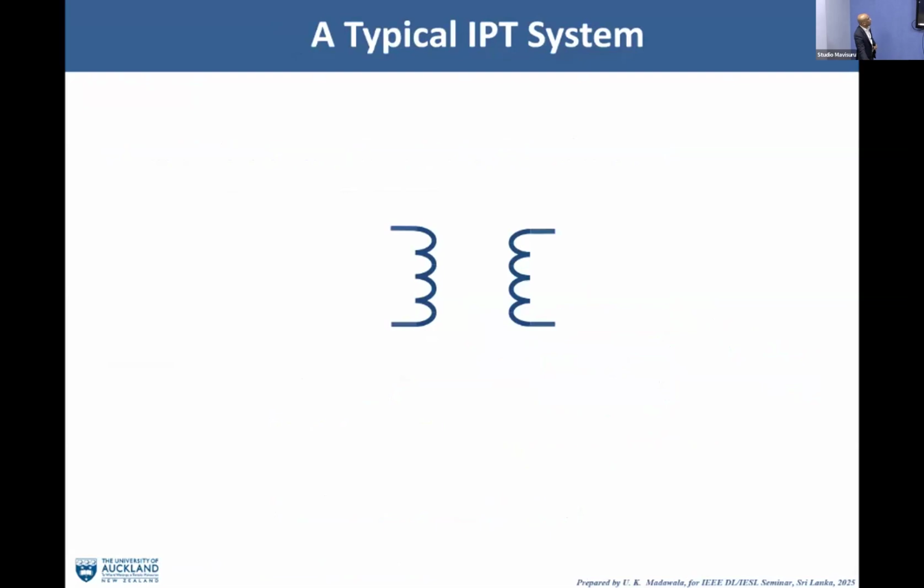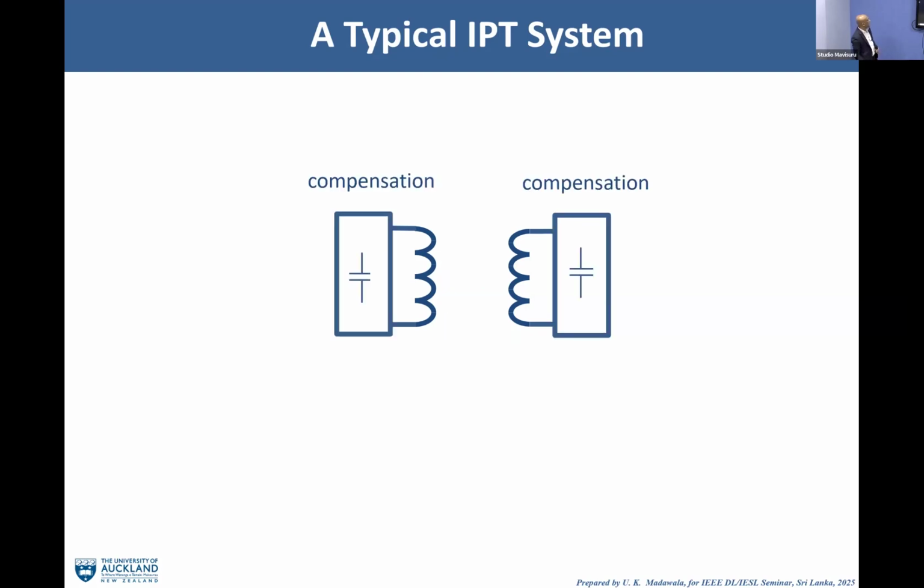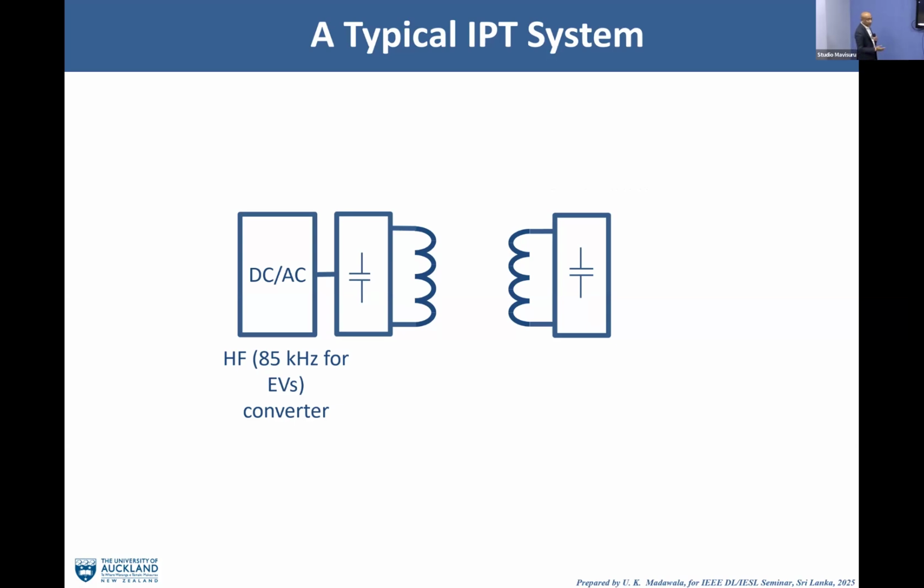So how does a typical IPT system work? There you can see the two coils, the transmitter and receiver. They are separated by an air gap and they are mutually coupled through mutual inductance. Then we have compensation. Compensation is used to cancel the reactive component in order to transfer power very efficiently. Then we have a DC to AC converter.